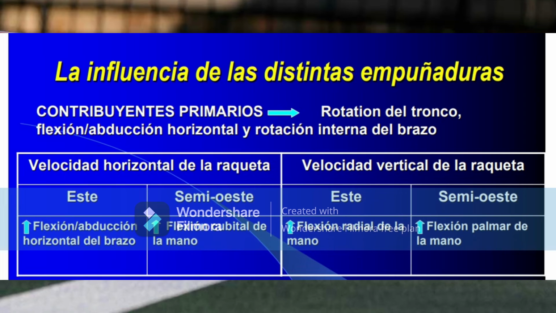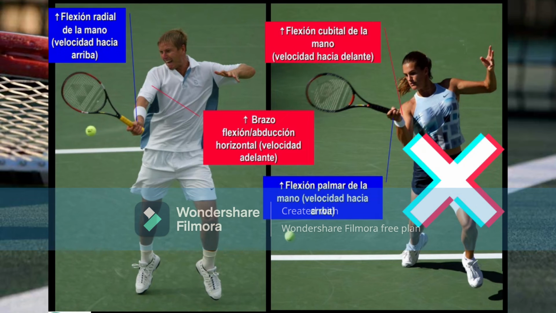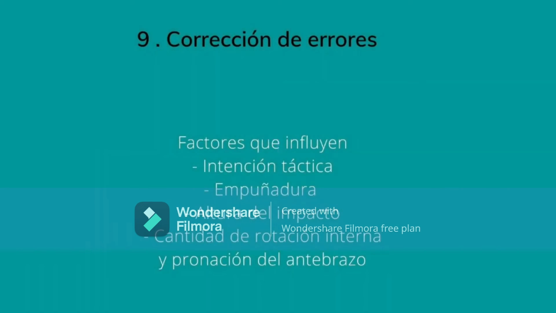Errors. Adduction plus horizontal flexion of the arm. Radial flexion of the hand. Successes. Palmar flexion of the hand. Arm horizontal flexion and adduction. Error correction. Influential factors: tactical intent, handle, impact height, amount of internal rotation and pronation of the forearm.